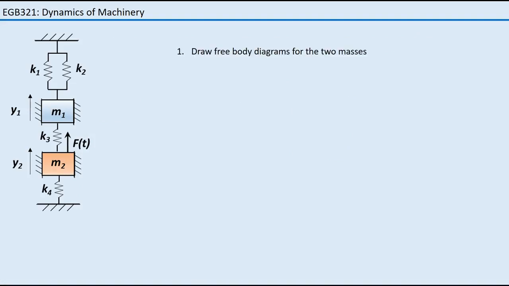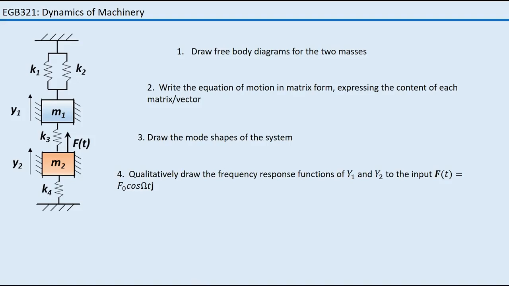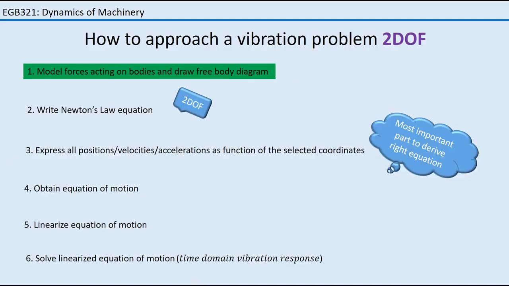Alright, so for this system we need to draw free body diagrams for two masses. We need to write equation of motion in matrix form expressing the content of each matrix or vector. We need to draw the mode shapes of the system, and qualitatively we need to draw the frequency response functions of y1 and y2 to the input F(t), which is equal to F0 cos omega t. So as we discussed in an earlier video, we need to follow these steps.